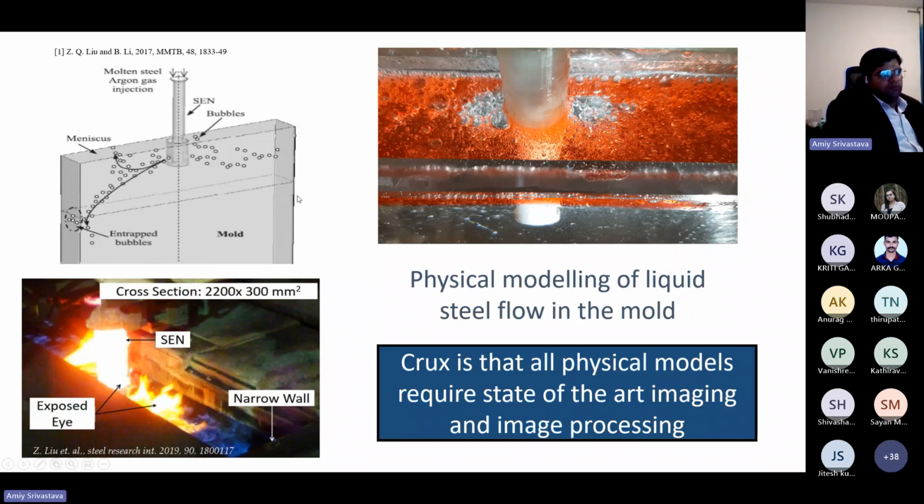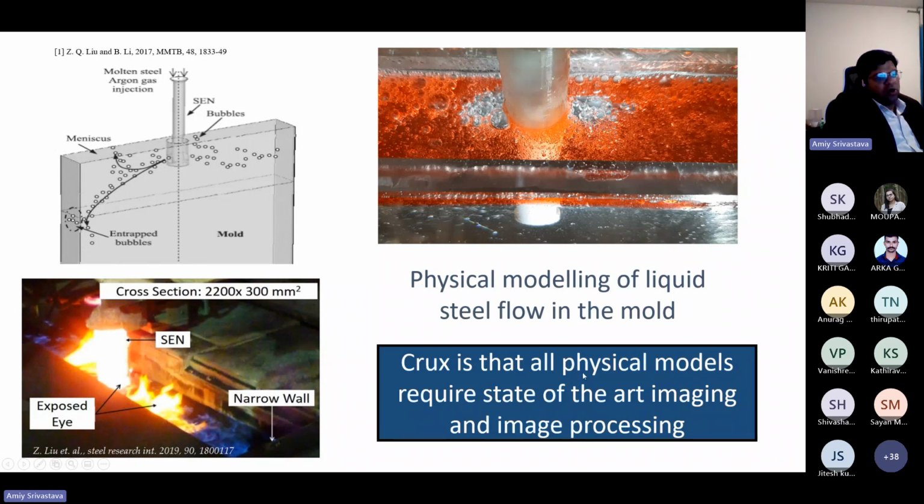At U of T, we had a full scale water model, and we were doing a lot of experiments when Dr. Dinda was there as a postdoc fellow with me. He was also doing a lot of experiments in the full scale model. These are the reasons we have to use a physical model.